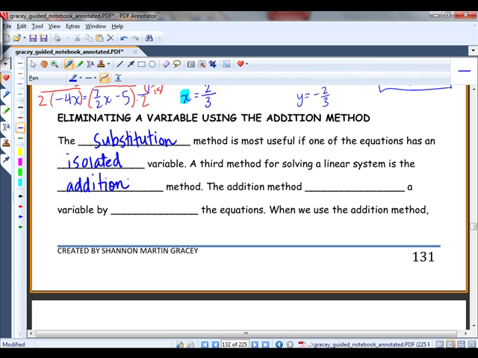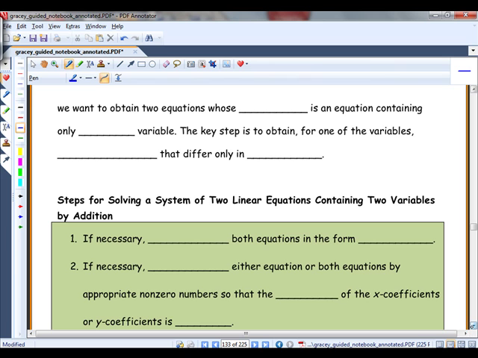The addition method eliminates a variable by adding the equations. When we use the addition method, we want to obtain two equations whose sum is an equation containing only one variable. The key step is to obtain for one of the variables coefficients that differ only in sign.